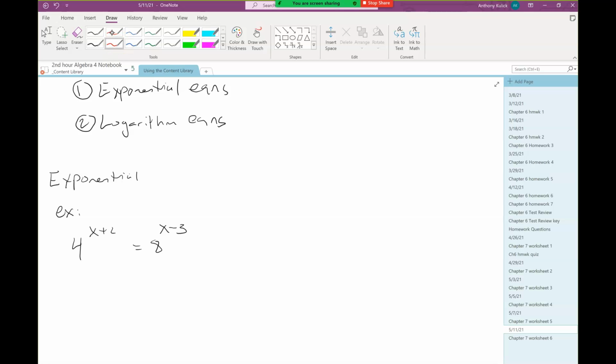So let's say that we have the equation 4 to the x plus 2 equals 8 to the x plus 3. In a problem like this where we have two exponentials equal to each other, the preference would be to try to rewrite these so that they have the same exponent base. Sometimes that's easy to do, and sometimes that's really difficult to do. If it's difficult, we'll do something different. But in this case, it's rather easy to do that.